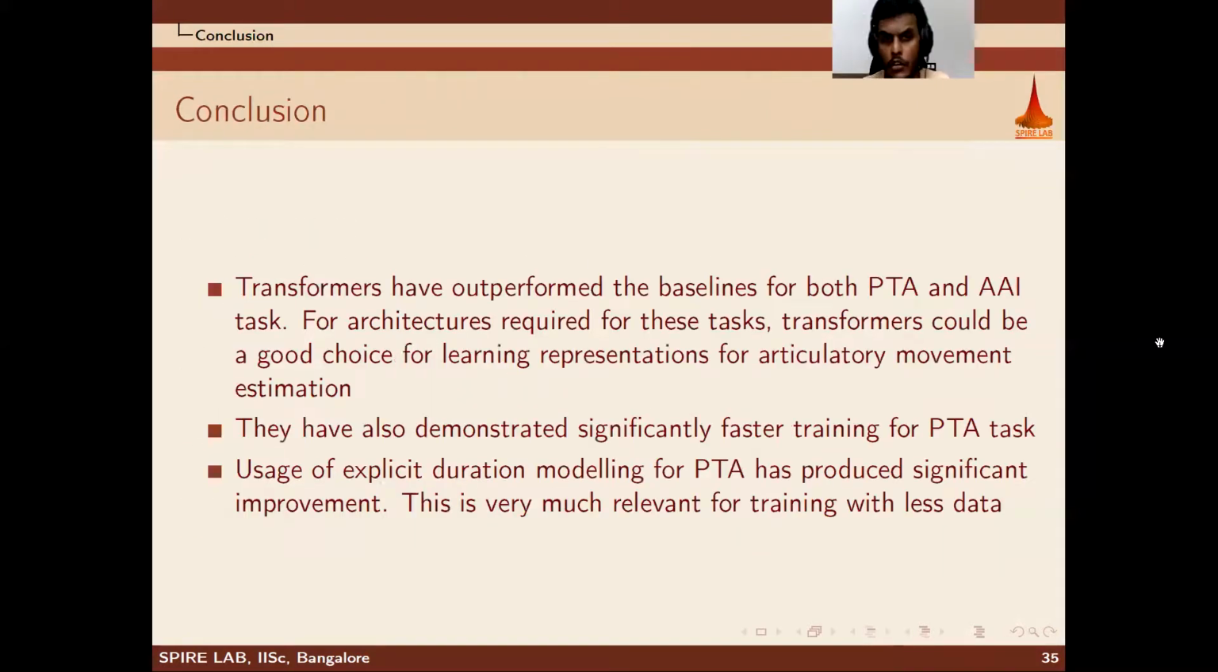Now finally, to conclude our findings, transformers have outperformed the baseline for both PTA and AAI tasks. For architectures required for this task, transformer could be a good choice for learning representation for articulatory movement estimation. They have also demonstrated significantly faster training for PTA tasks. Usage of explicit duration modeling for PTA has produced significant improvement. This is very much relevant for training with lesser data.